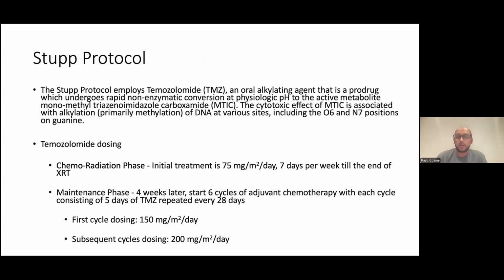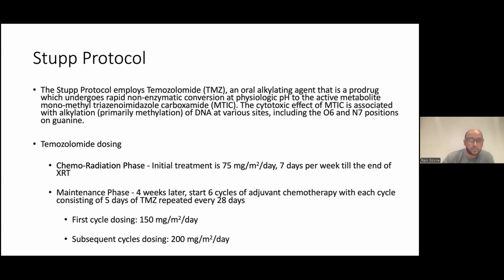So, on the chemotherapy arm of this protocol, it basically employs temozolomide, the oral alkylating agent. This is a prodrug which undergoes a rapid non-enzymatic conversion at physiologic pH to the active metabolite monomethyl triazenoimidazole carboxamide, but let's call it MTIC. The cytotoxic effect of MTIC is associated with alkylation, primarily methylation, of DNA at various sites, including the O6 and N7 positions on guanine.